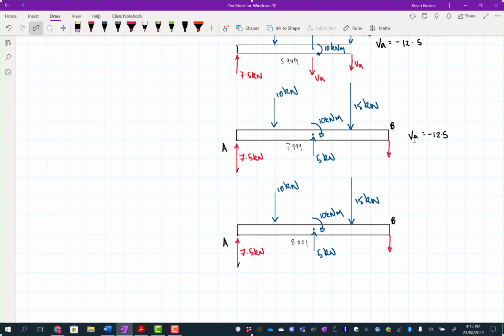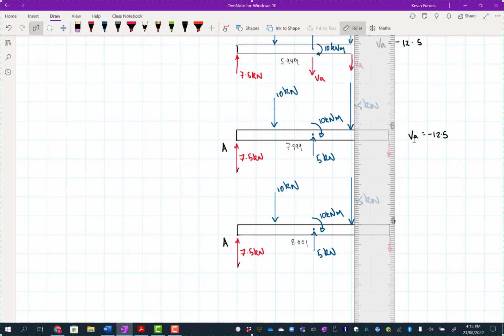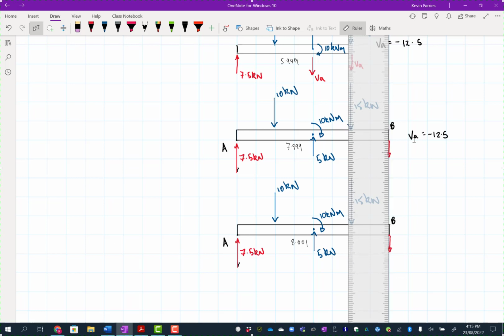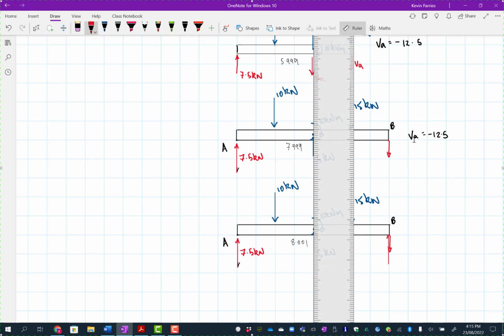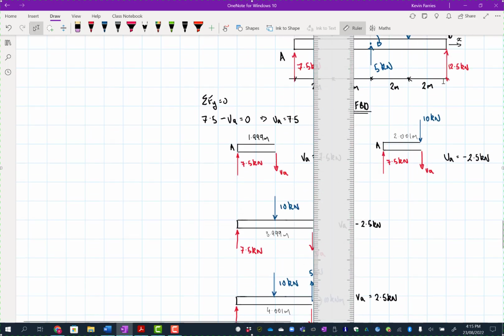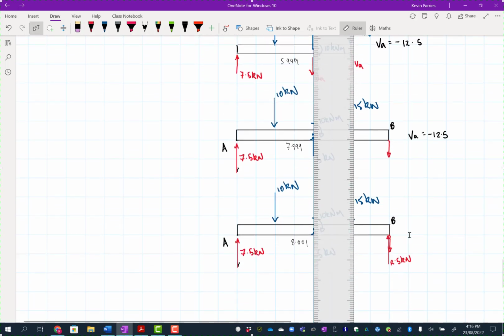But as soon as we get to that support, I haven't actually forgot to draw it on, but you're going to have a reaction. And the reaction was 12.5. Just get the right color for a reaction. Sorry, the reaction was 12.5 positive direction. So 12.5 kilonewtons, that's what we'd calculated for the reaction before. Let me go back up, it's here. And so we're going to have minus 12.5 plus 12.5. Therefore, our shear force is now going to be 0 kilonewtons.